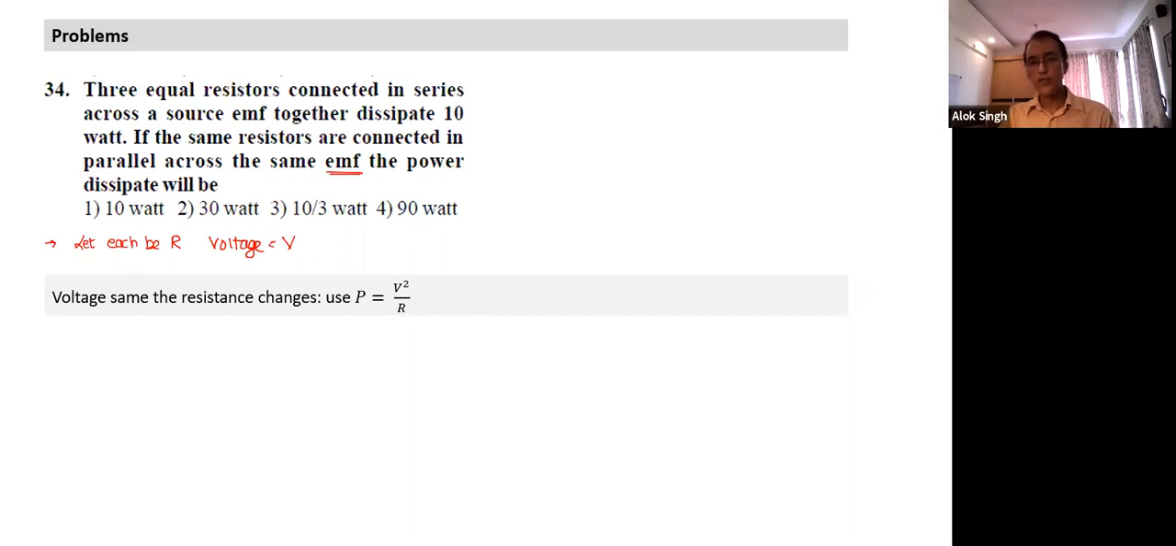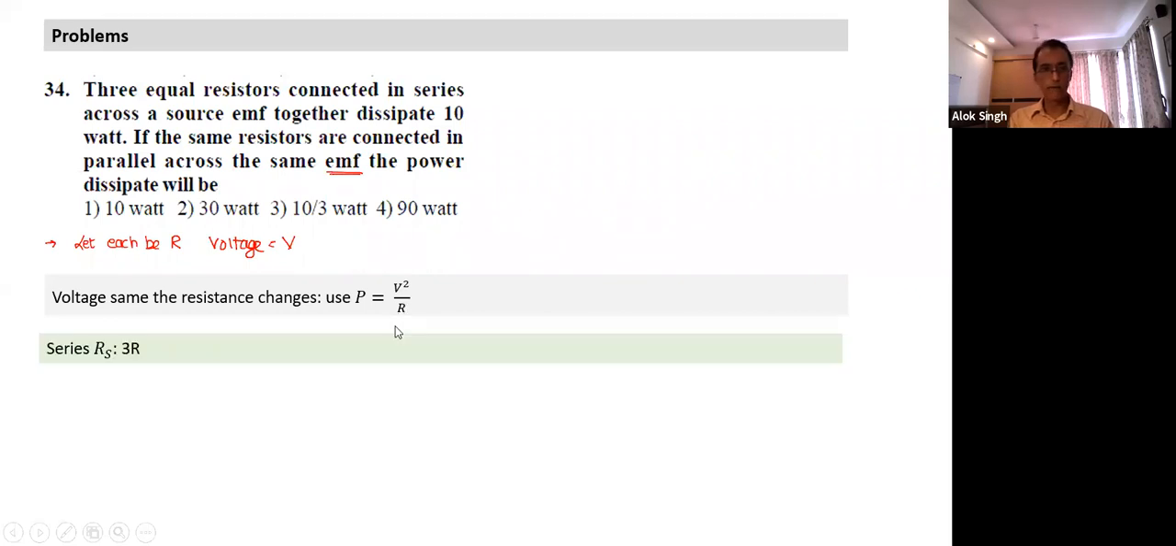Which formula am I going to use? Same EMF, so EMF is not changing, resistance is changing. So I'm going to use the formula V square by R. First part is clear. When it's connected in series, resistance in series is equal to 3R. And when connected in parallel, resistance is equal to R by 3.